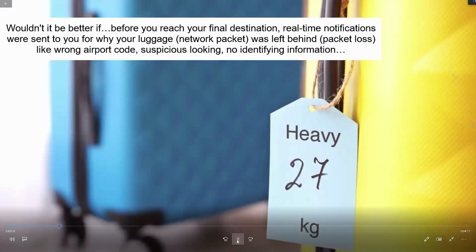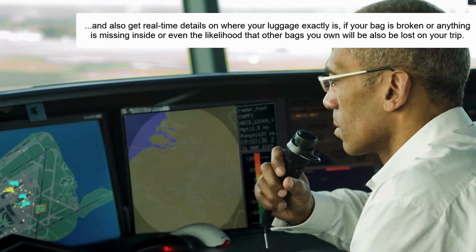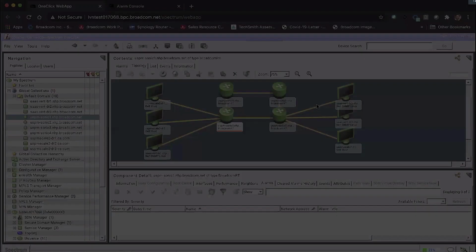Wouldn't it be better if, before you reach your final destination, real-time notifications were sent to you for why your luggage was left behind, like the wrong airport code, or it was suspicious looking, or there was no identifying information? Or even get real-time details on where your luggage exactly is, if your bag is broken or if anything is missing inside? Or even the likelihood that other bags you own will also be lost on your trip.